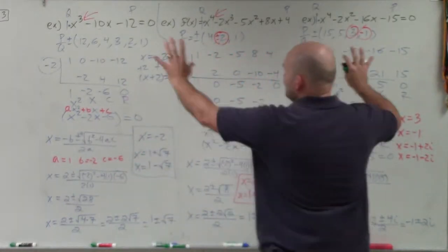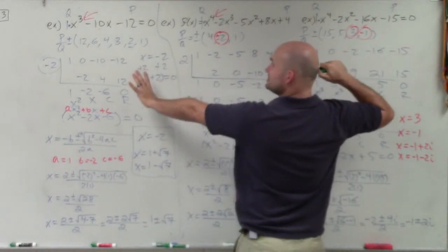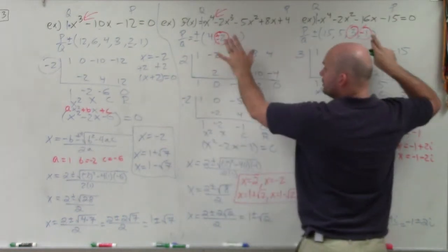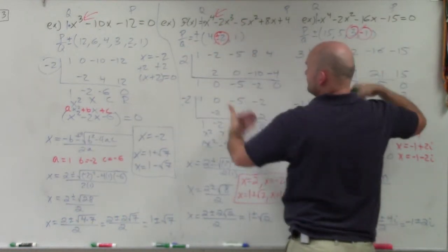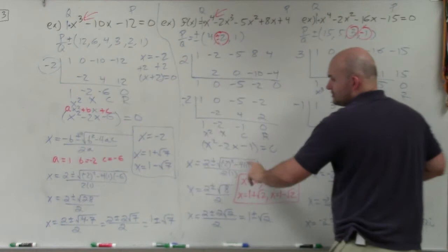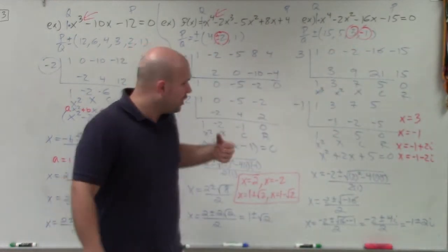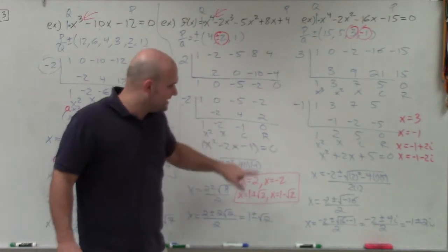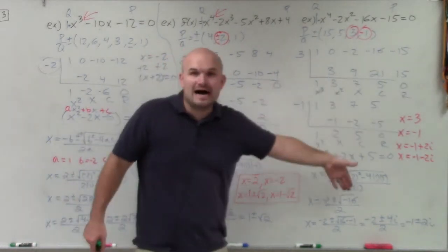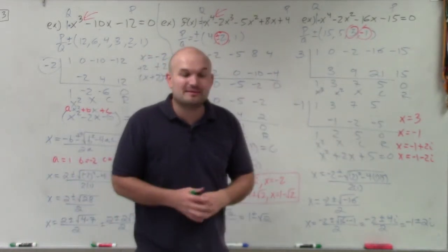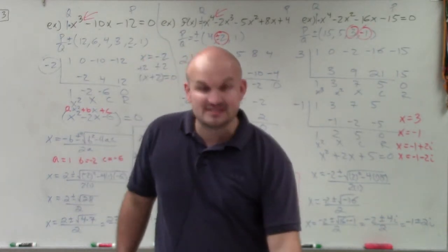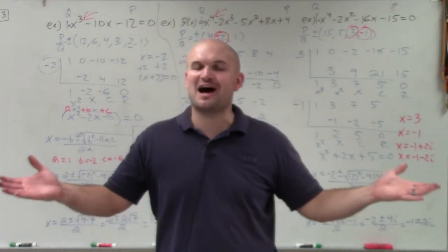But it's important to know what they are, so you can either test them using synthetic division, or if you already know what they are, you can use synthetic division to get your factors down to quadratics, where they're either going to be factorable with more rational roots, or they're going to provide irrational or complex solutions. So there you go, ladies and gentlemen. That is how you find all of the zeros, roots, solutions, x-intercepts of a polynomial.